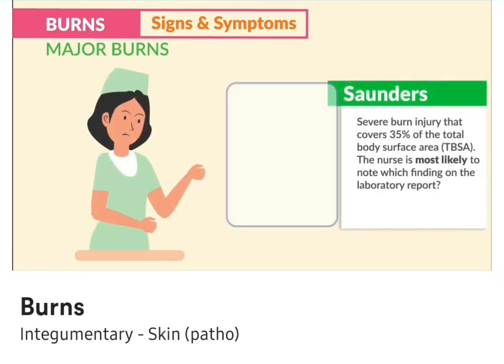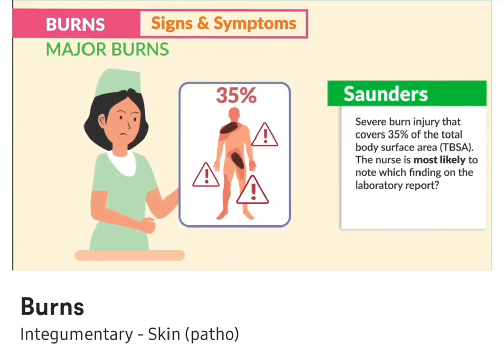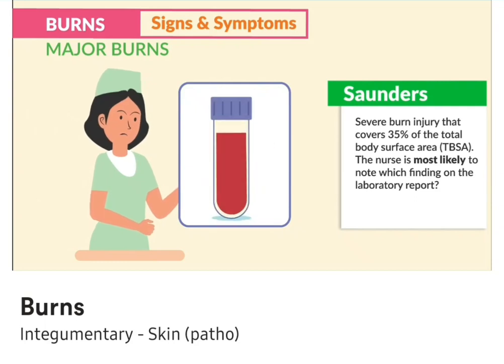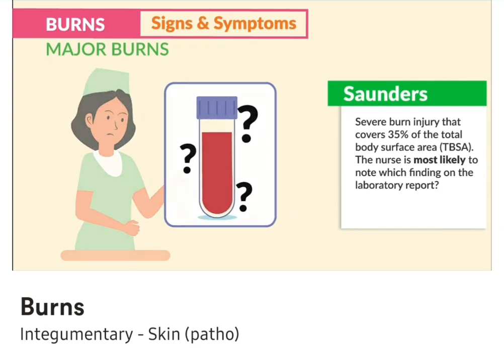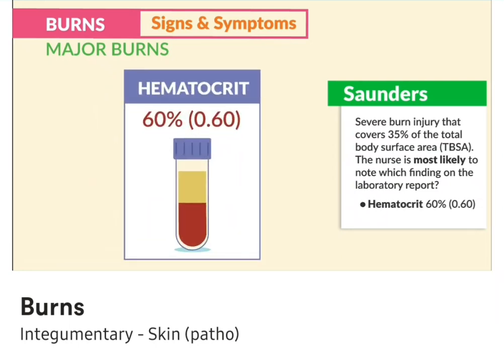Now, Saunders mentions severe burn injury that covers 35% of the total body surface area. The nurse is most likely to note which finding on the laboratory report. A hematocrit of 60%. Yes, that is elevated, indicating hemoconcentration.